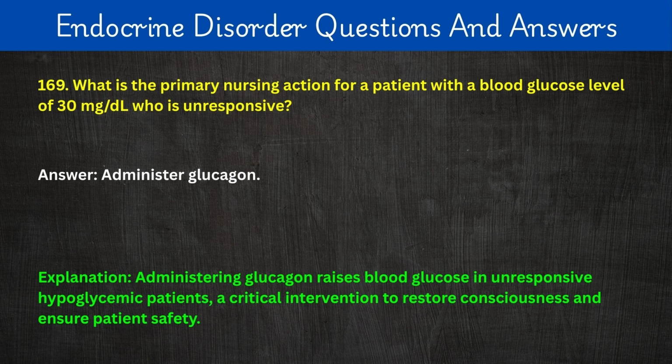169. What is the primary nursing action for a patient with a blood glucose level of 30 mg per deciliter who is unresponsive? Answer: administer glucagon. Explanation: administering glucagon raises blood glucose in unresponsive hypoglycemic patients, a critical intervention to restore consciousness and ensure patient safety.